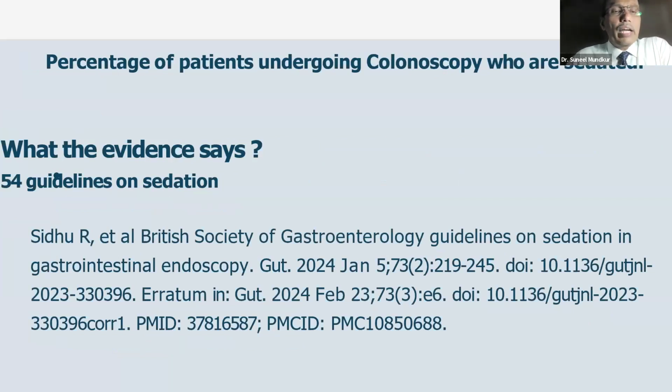Let's try to understand what the evidence says. Sidhu et al., the British Society of Gastroenterology guidelines on sedation in gastrointestinal endoscopy. Please note that this is not only for colonoscopy, but for the entire endoscopy. There are very fantastic 54 guidelines they have put on sedation during gastrointestinal endoscopy. You can Google it out. Very nice guidelines are there. You can follow these guidelines.